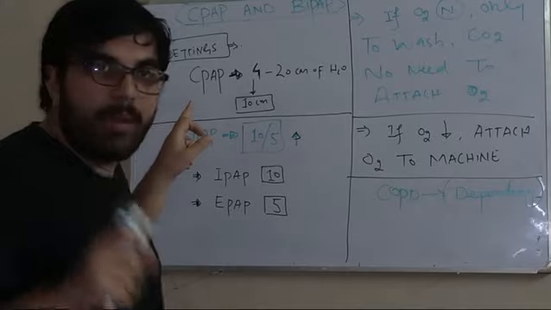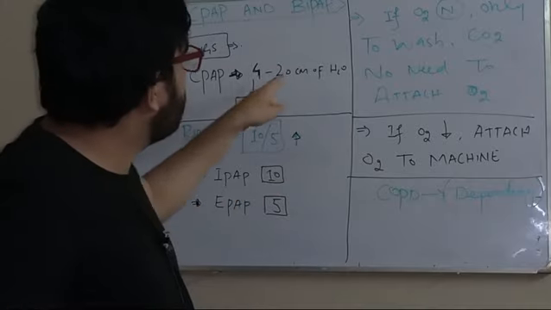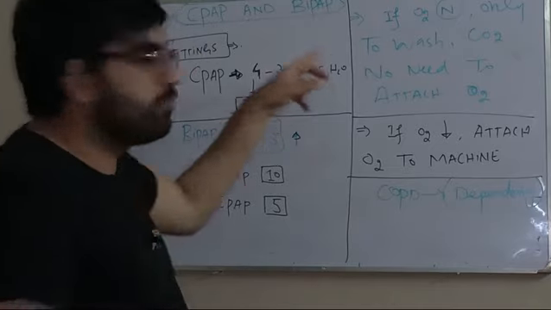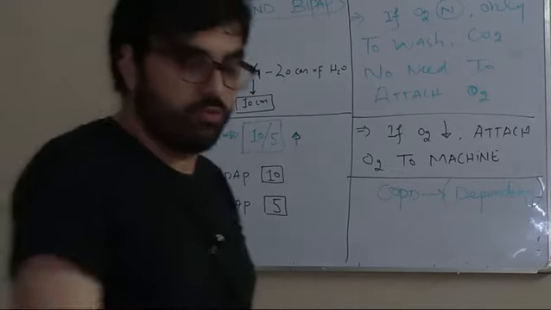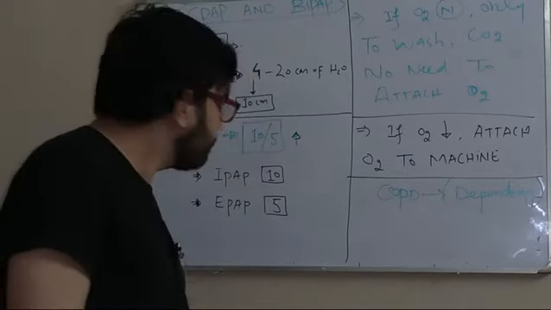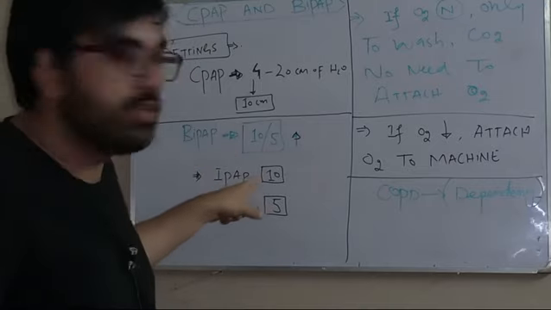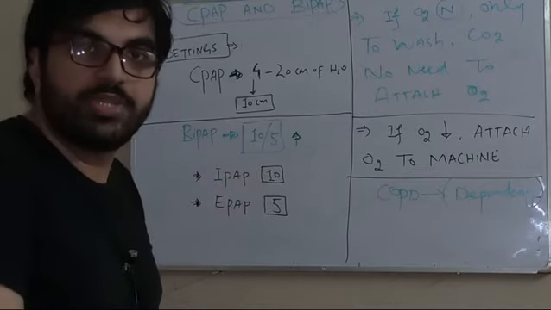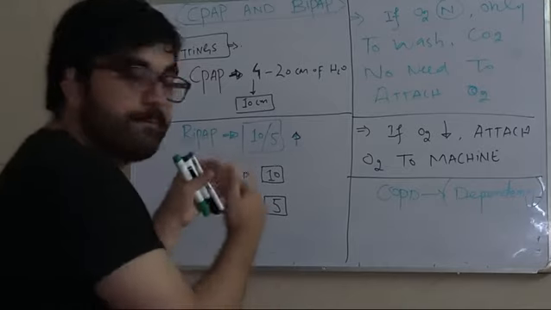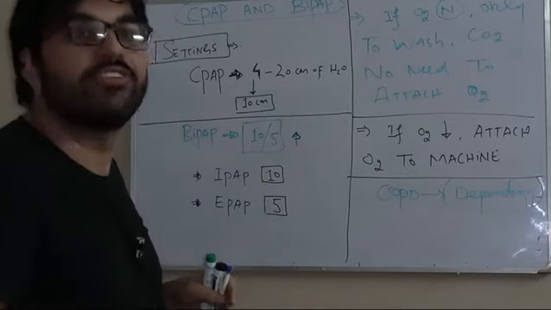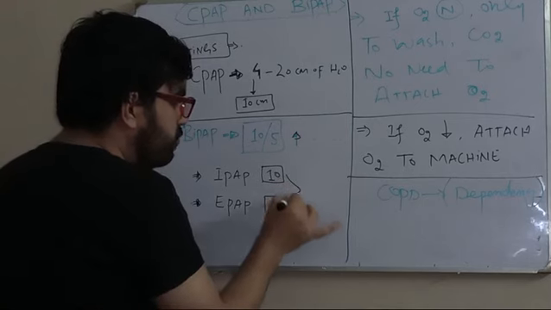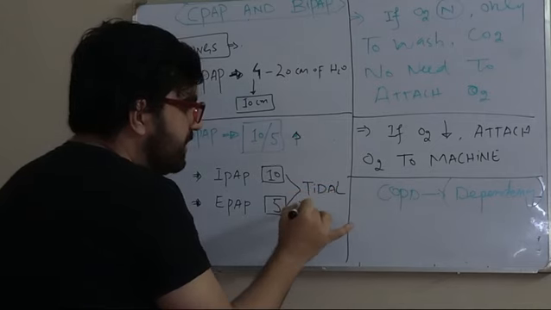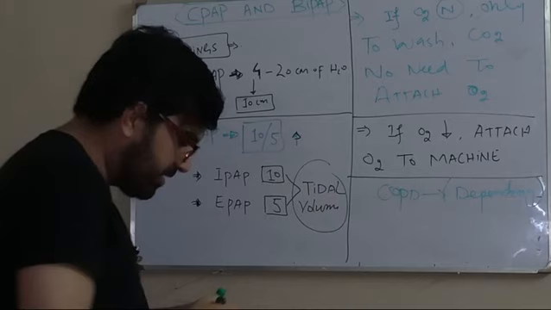So the setting for the CPAP, the range is 4 to 20 centimeter of water, but we take the average of 10. So we start the patient on 10 centimeter of water, and we can increase it if we are not achieving the response. For the BiPAP, of course, we are having the IPAP and the EPAP. So we set the inspiratory pressure of 10 and the expiratory pressure of 5 in the machine, and then we increase it according to the response. The difference between the two, the 10 and the 5, is the tidal volume.